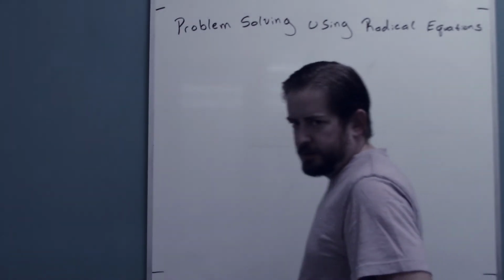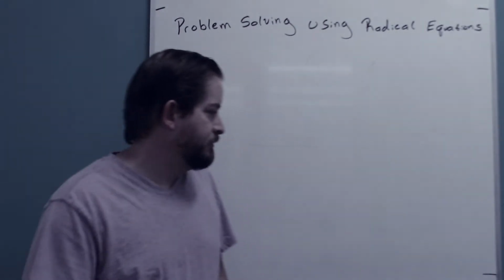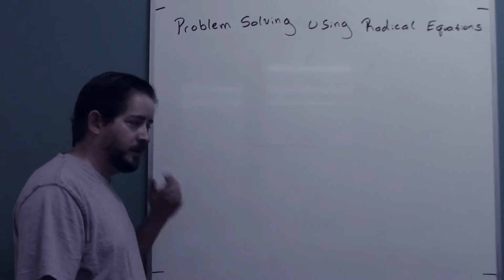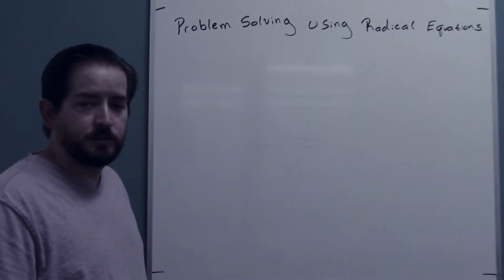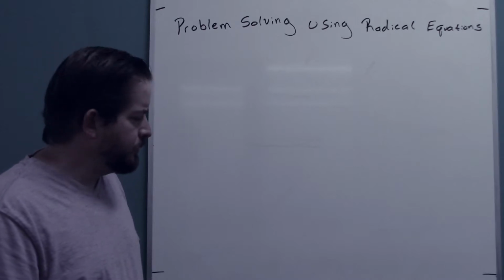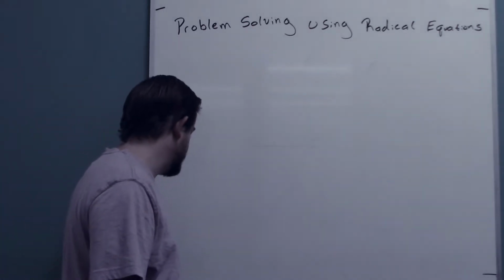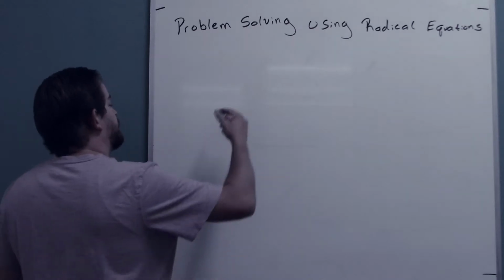Okay, welcome back. We're in section 5.5, which is problem solving using radical equations and expressions. So the very first thing that we're going to talk about in this section is the Pythagorean theorem.